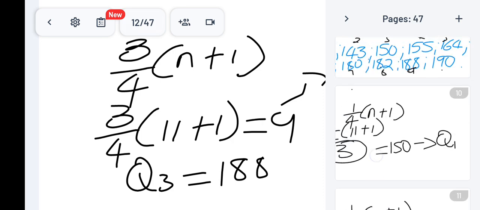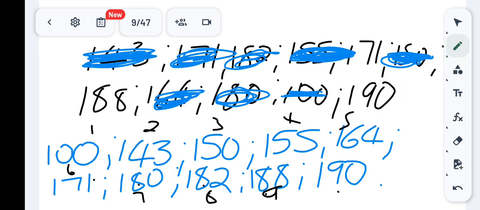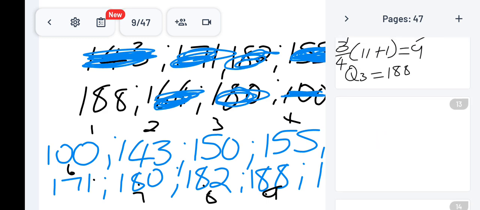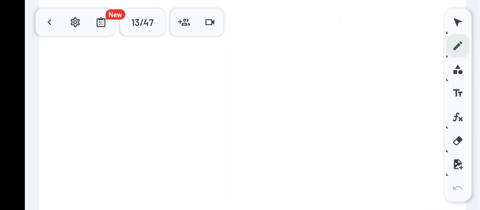And then our minimum value in this case is 100, the lowest value, and the maximum value is 190. After finding these, it will be very simple to draw your box and whisker plot. You just have to choose the correct scale. I don't have a ruler with me, but you have to choose the correct scale.